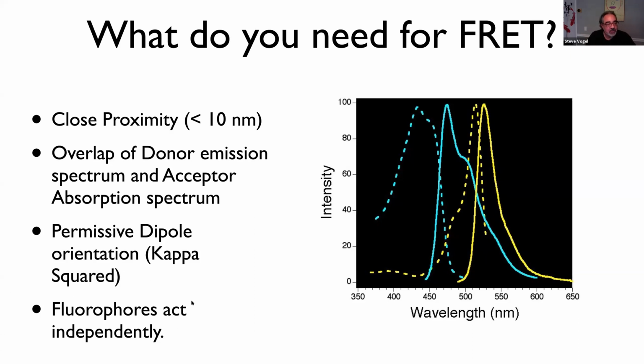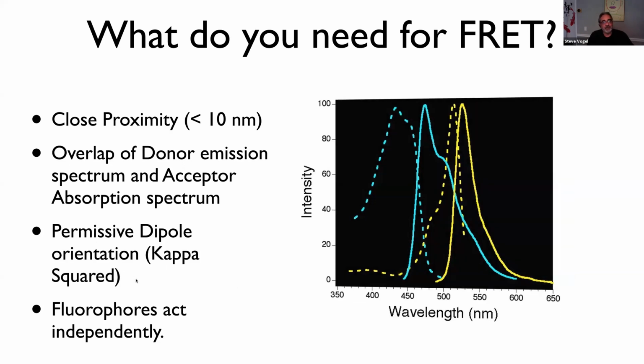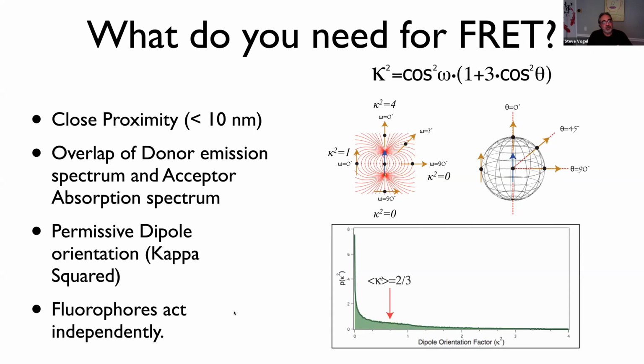And then finally, the most confusing is this permissive dipole. So the permissive dipole is this kappa squared. This is where most people's eyes glaze over and they just shut down, because anytime you have an equation with a cosine or a trig function in it, people don't like it. And it's unfortunate, but it is a reality. So again, I'm not going to go too much into detail here, but the main point is you have this blue arrow here. That's the direction of the emission dipole of your donor. And then you have these yellow arrows, which is the position and direction of your absorption dipole of your acceptor.